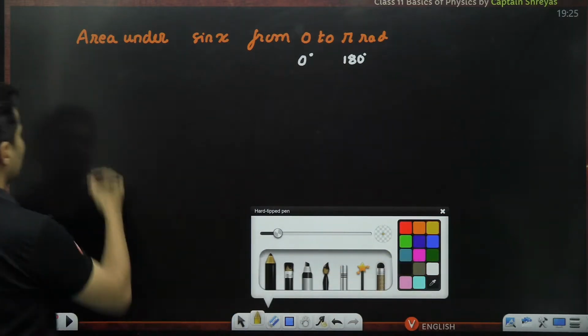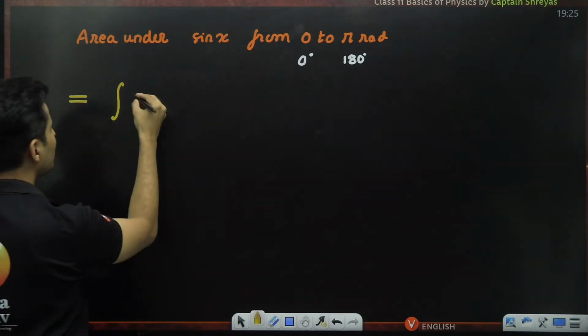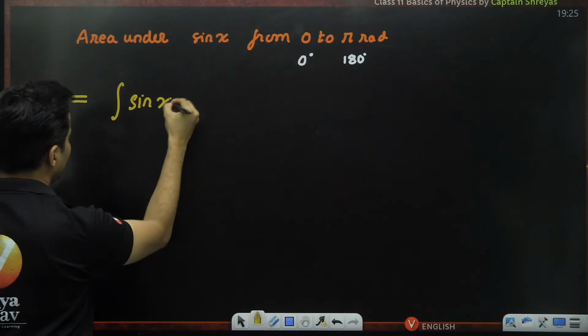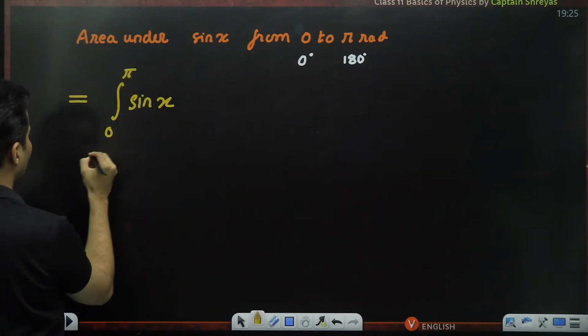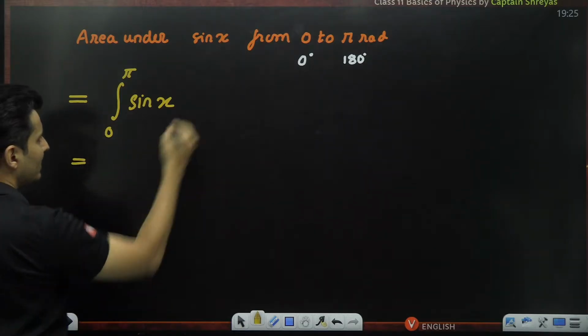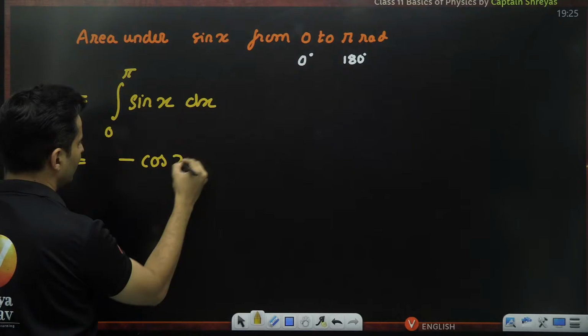So let's try to figure this out. Area under the curve means integration for sure. Whose function? It is basically sine of x. From where to where? 0 to pi radian. Fair enough. What is the integration of sine of x? It is negative cos of x.